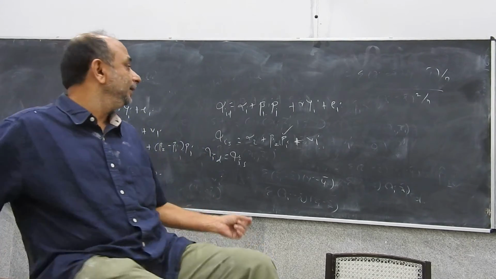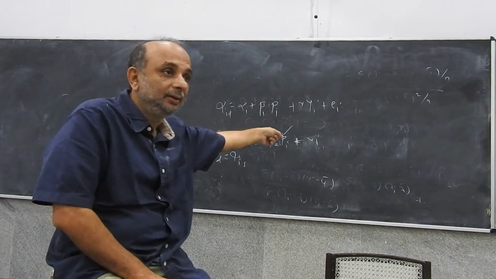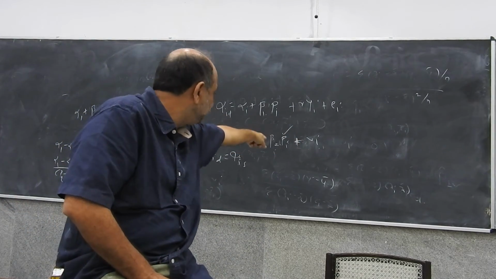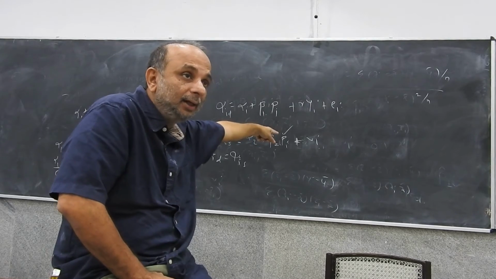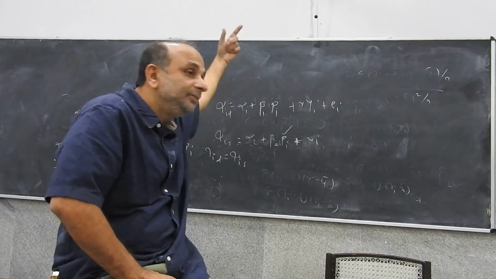YI is the instrumental variable for identifying the supply curve. And if I put a rainfall variable here in the supply model, then that is the instrumental variable to identify the demand curve.